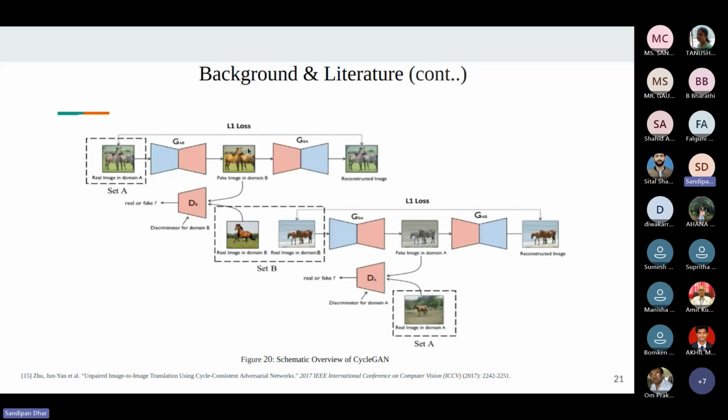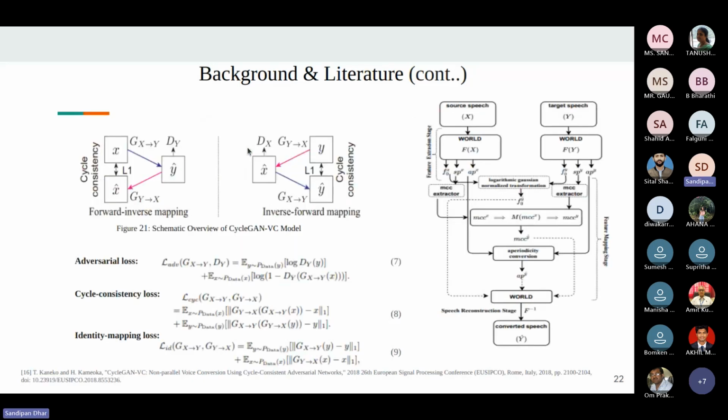Then we also train the discriminator so that it can distinguish better between the fake image of domain B and the original image of domain B. It is the similar mechanism that I explained in my earlier slide. So this is the mechanism of CycleGAN-VC, exactly the same as how the CycleGAN model works. The only difference is that the researchers have used it for voice conversion tasks.